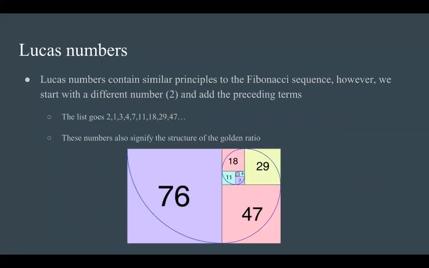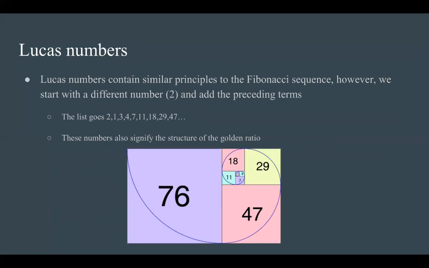Lucas numbers contain similar principles to the Fibonacci sequence. However, we start with a different term. This number would be 2 instead of 0 or 1. And we take the preceding terms, the sum of them. So the list goes something like this: 2, 1, 3, 4, 7. Again, we're adding the preceding term.